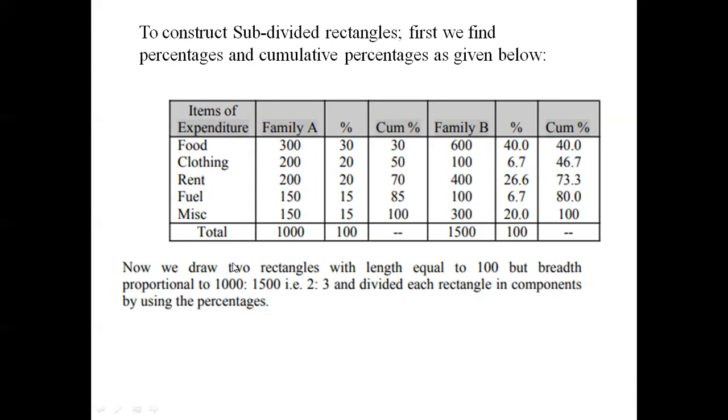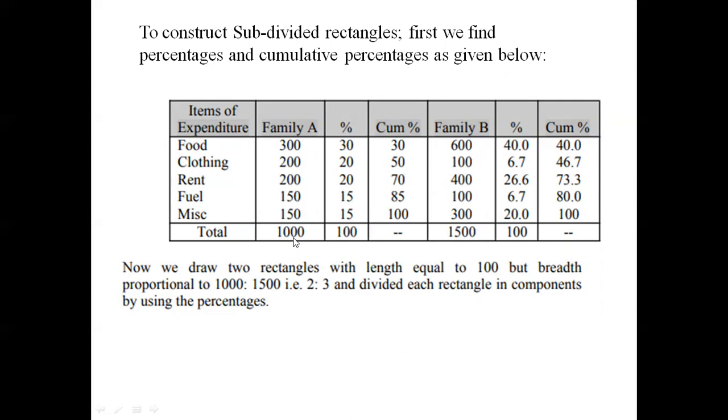Now we have to draw two rectangles, one representing family A and another representing family B, with the length equal to 100. Because we have converted to percentages, the length is equal to 100. Here the total percentage is 100, and here also the total percentage is 100. That is why the total is equal to 100%, but the breadth is in proportion to their expenditure.